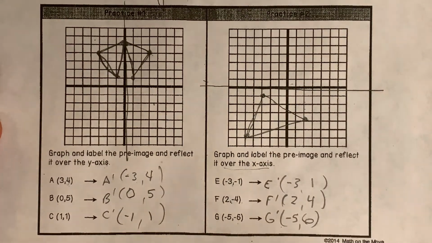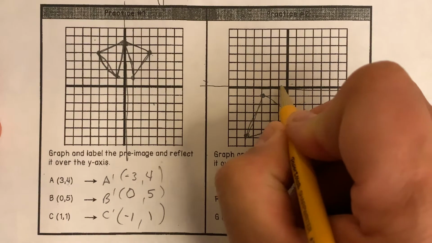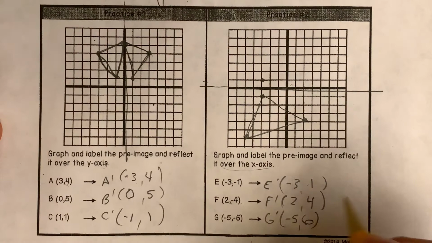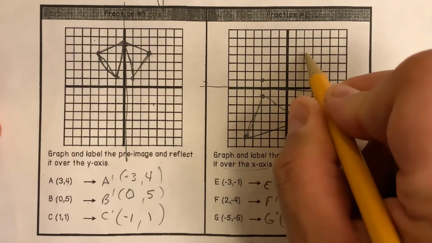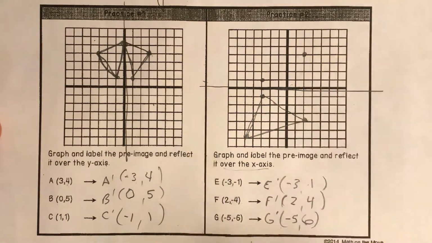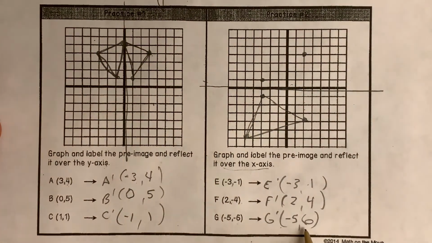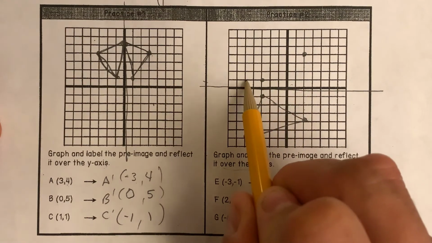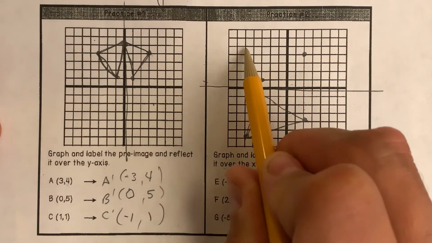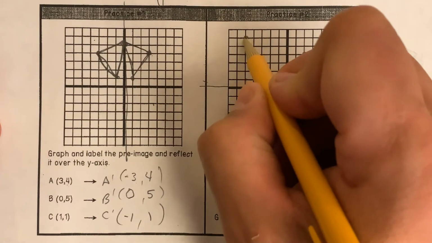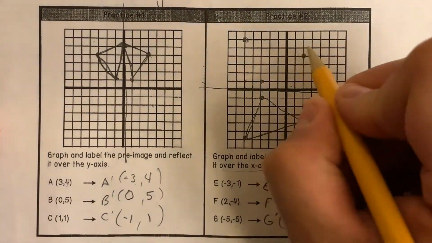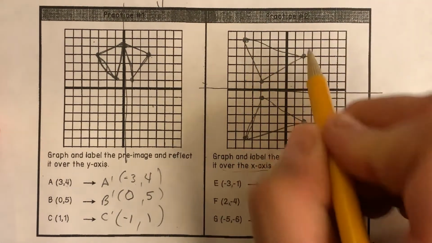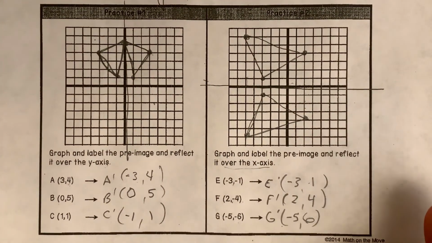So let's plot this and see how it looks. -3, 1. -3, 1. That makes sense. Then we got 2, 4. 2, 4 is right here. Then we got -5, 6. -5 is 3, 4, 5. And 1, 2, 3, 4, 5, 6. So that's our last point. Let's go ahead and connect those. Remember, they're going to be equal, so they should be exactly the same size and shape, just one is flipped over.